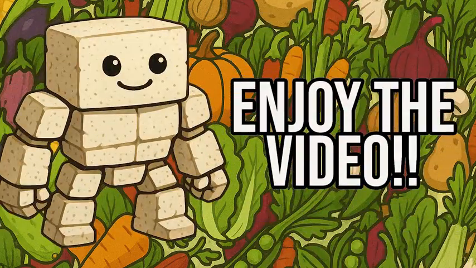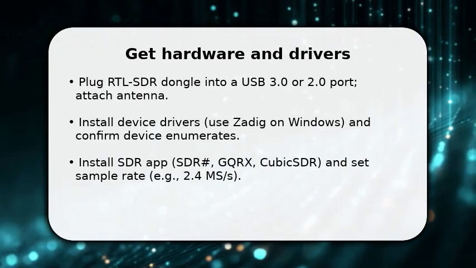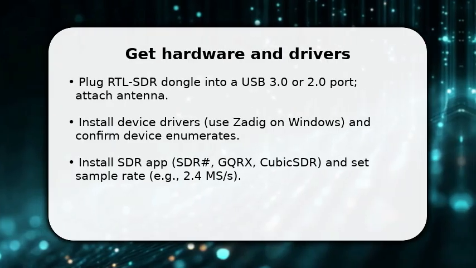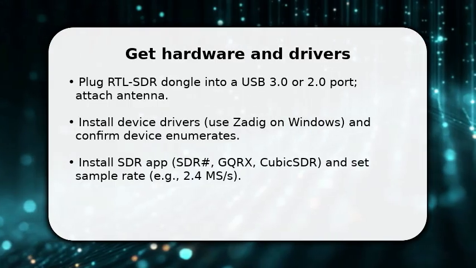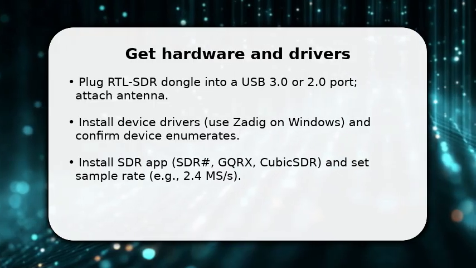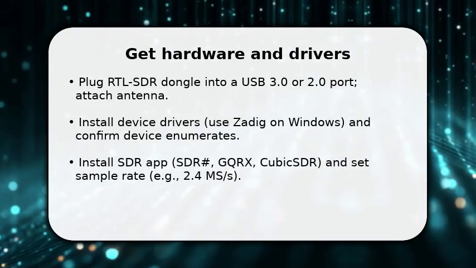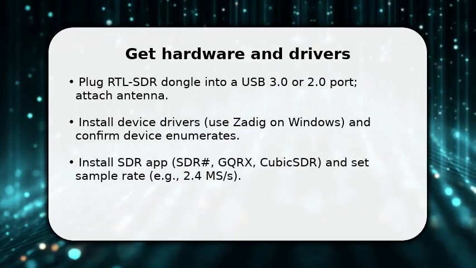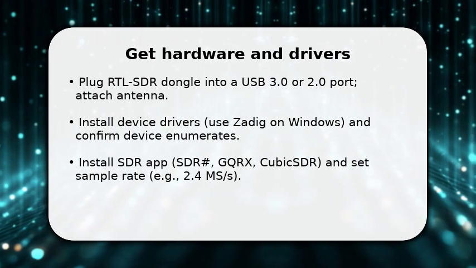Please enjoy the video. You start by preparing the physical and software basics. Plug the RTL SDR into USB and attach an antenna. Once done, run Zadig or your OS driver installer to bind the USB device. Open your chosen SDR program, select the RTL SDR device, and set a conservative sample rate like 2.4 MS/s and a 2 MHz bandwidth. Make sure gain is not pegged. Drop to manual or moderate AGC so you don't overload the front end.